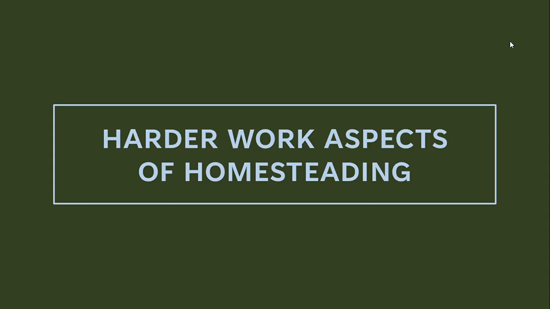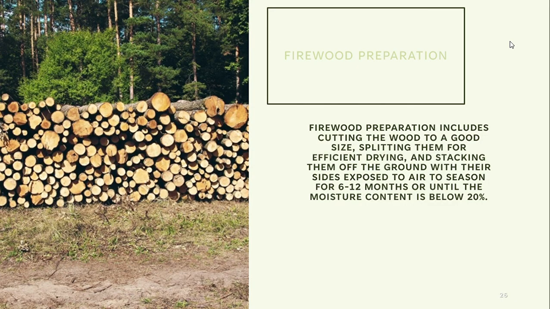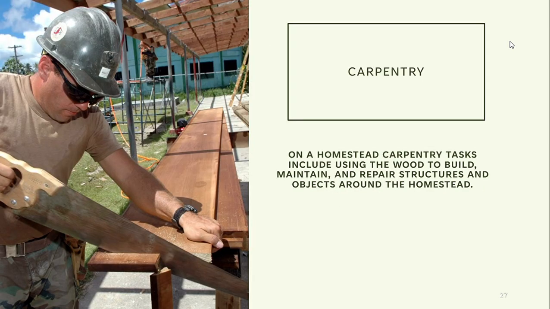Harder work aspects of homesteading. Firewood preparation. Firewood preparation includes cutting the wood to a good size, splitting them for efficient drying, and stacking them off the ground with their sides exposed to air to season for 6 to 12 months or until the moisture content is below 20%. Carpentry. On a homestead, carpentry tasks include using wood to build, maintain, and repair structures and objects around the homestead.